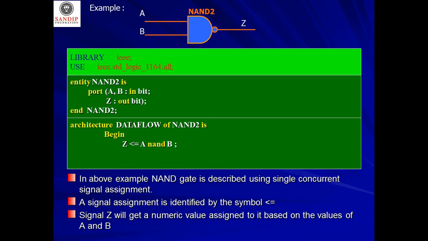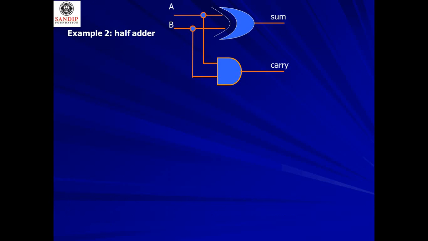Here Z is assigned A NAND B. Here the keyword NAND is used as an operator which works as a NAND operation between A and B. End of the data flow semicolon. End of the architecture. In the above example, the NAND2 gate is described using a single concurrent signal assignment. A signal assignment is identified by the symbol less than equal to. Signal Z will get the numerical value assigned to it, which is based on the value of A and B.